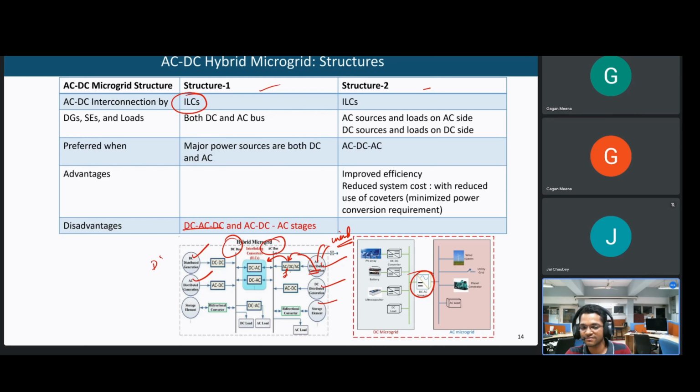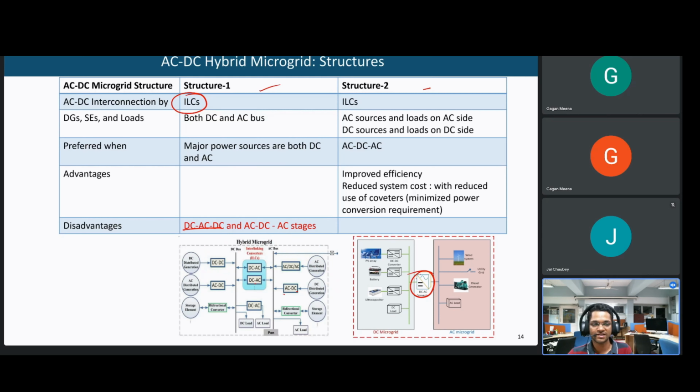This is done to manipulate the variation in frequency, because here we have variable frequency AC and we want a fixed frequency AC. So we have to do this AC-DC-AC conversion. And here also again this is DC, then again here DC to AC. Here AC, DC, AC, DC, AC, again DC. So many stages are there. That is the disadvantage of this structure 1.